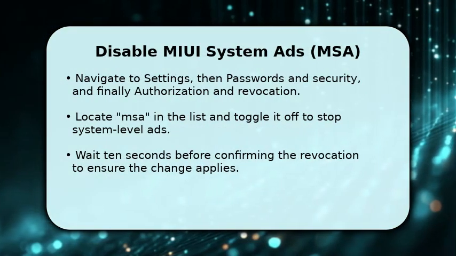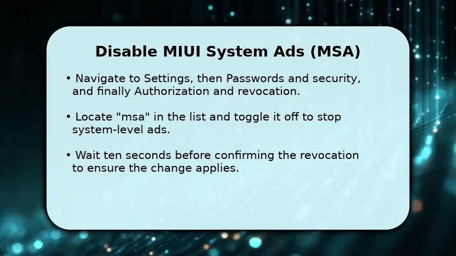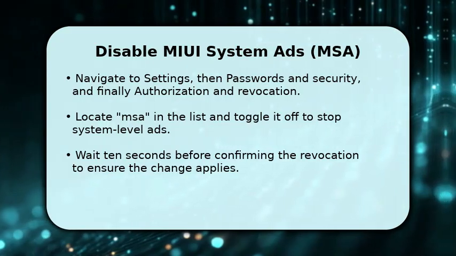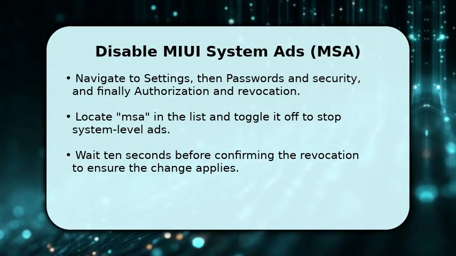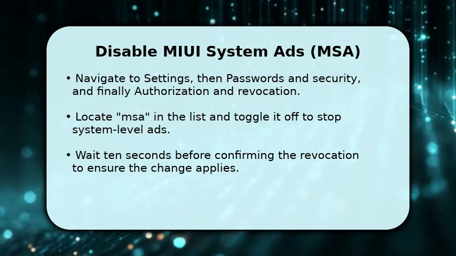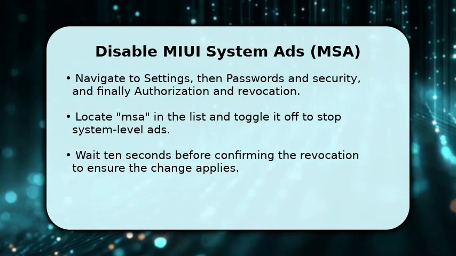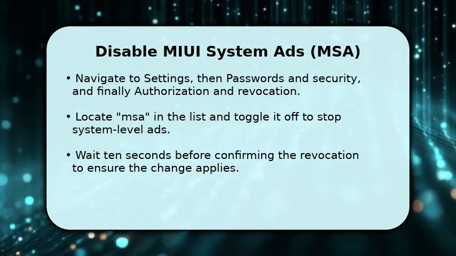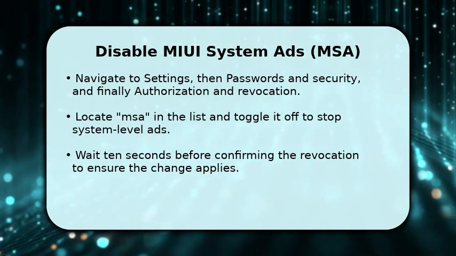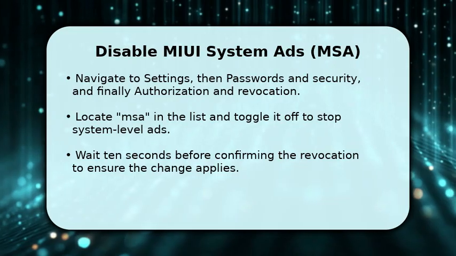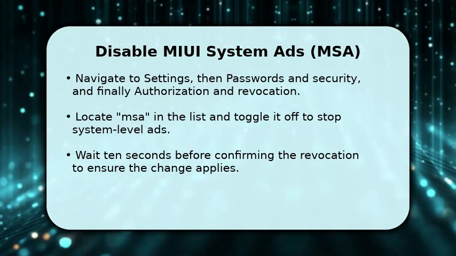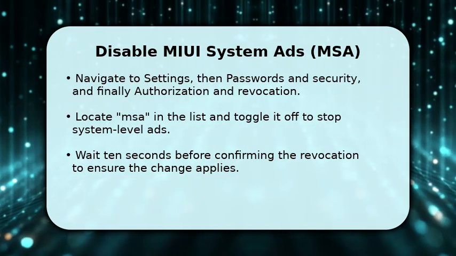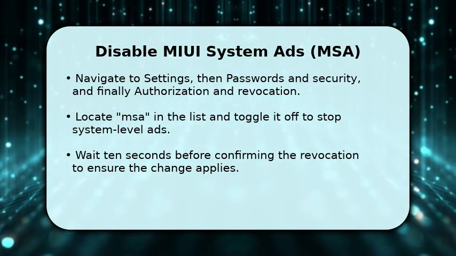The first crucial step is to disable MSA, which stands for MIUI System Ads. This service is responsible for many of the advertisements you see across your phone's interface. To do this, go to your phone settings, then find Passwords and Security, and select Authorization and Revocation. Here, you will see a list of services. Simply toggle off the one labeled MSA. Remember to wait for about 10 seconds before confirming the revocation.